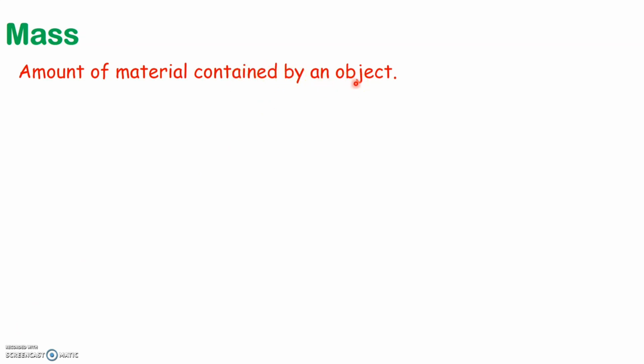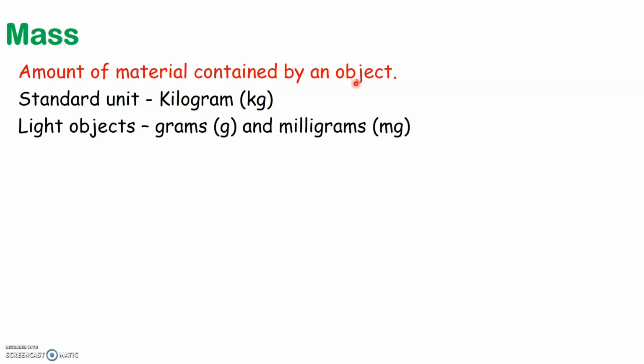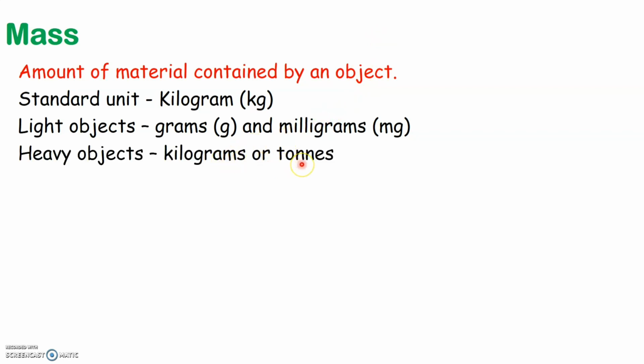We have already learned that standard unit of mass is kilograms. When we have learned about length, we understood that smaller distances are measured in centimeters or millimeters, while larger distances are measured in kilometers. Same like that, mass of light objects are measured in grams or milligrams, while mass of heavy objects are measured in kilograms or tons.